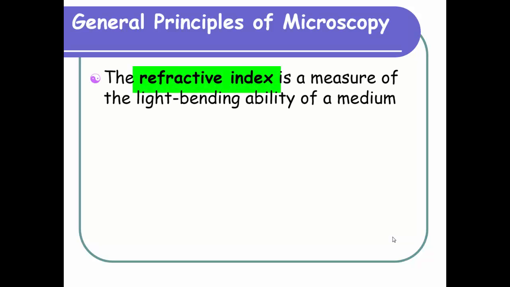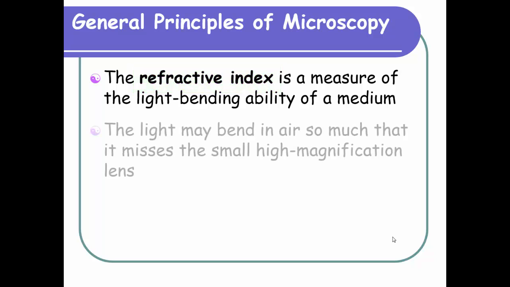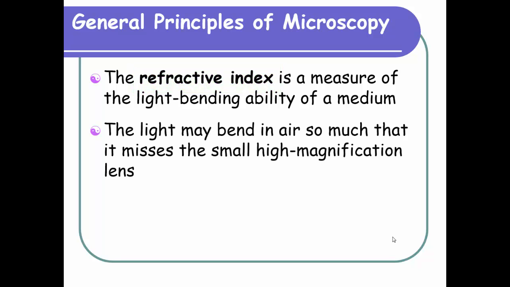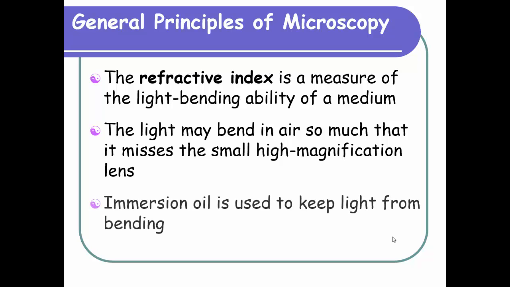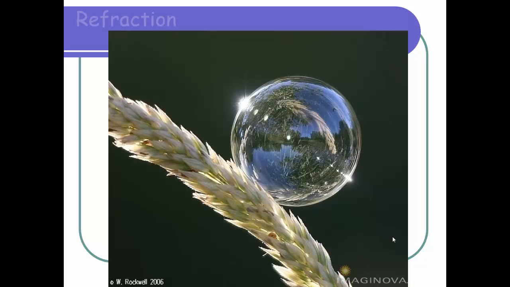The refractive index is a measure of the light bending ability of a particular medium. The light may bend in air so much that it would miss the small, very high magnification lens of the 100x objective. Therefore, we have to use immersion oil to refract the light, if you will, to keep the light from bending too much so that it misses the high magnification lens.